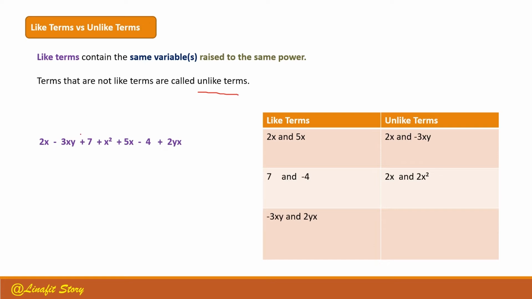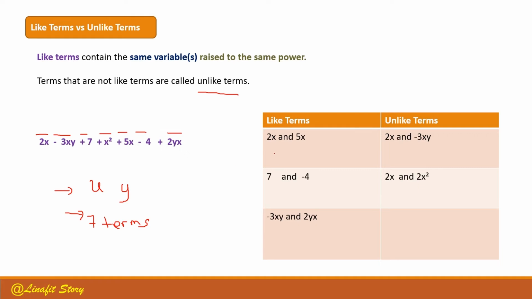Look at the expression 2x minus 3xy plus 7 plus x squared plus 5x minus 4 plus 2yx. It contains two variables, x and y, and 7 terms: 2x, negative 3xy, 7, x squared, 5x, negative 4, and 2yx.